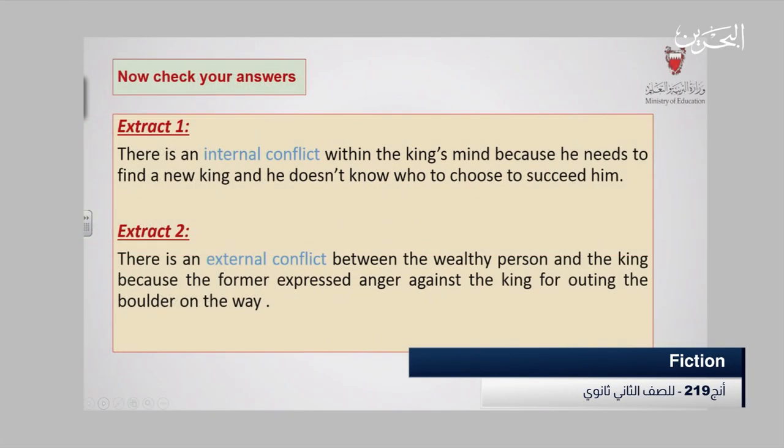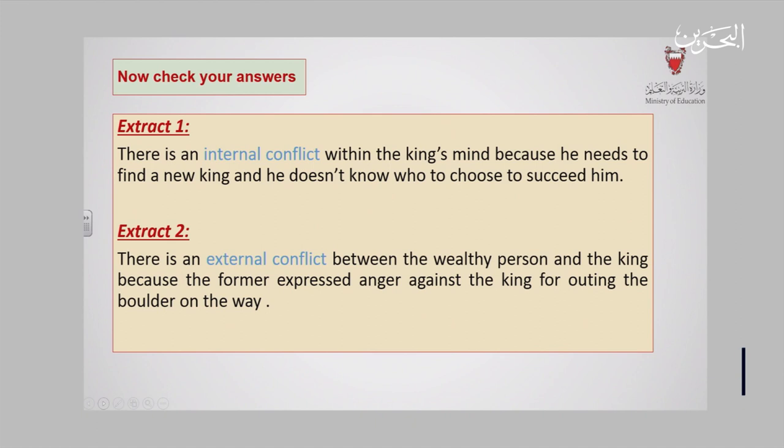So, there is an internal conflict within the king's mind, because he needs to find a new king and he doesn't know who to choose to succeed him. So here is the internal conflict. He's thinking, he's having a problem, he's talking with himself. In extract two, there is an external conflict between the wealthy person and the king, because the former expressed anger against the king for putting the blocker on the way. It's external. So the wealthy person is having a problem with the king.